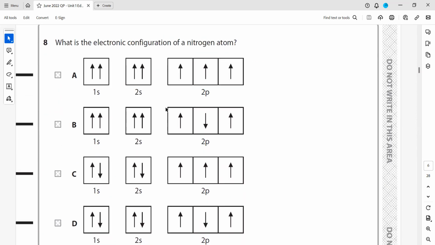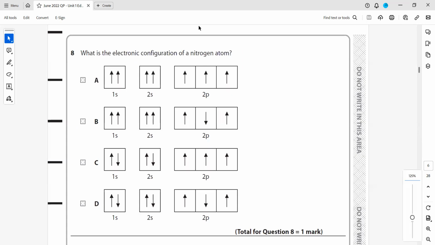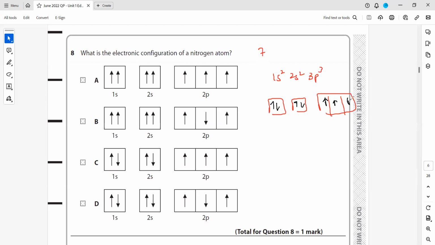What is the electronic configuration of a nitrogen atom? So nitrogen, because the proton number is 7, the electrons will also be 7. It will be 1s2, 2s2, 2p3. So in the box model, p will have px, py, and pz. Electrons in the same orbital occupy opposite spins, one clockwise, one anticlockwise. Then first they will occupy singly. So A and B are totally wrong because the 2 electrons have the same spin.